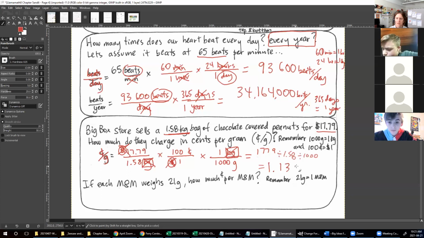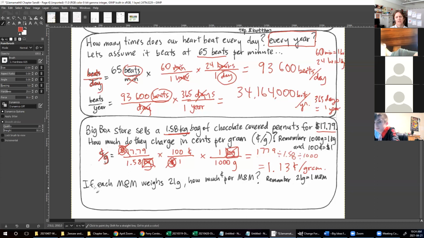1.13 cents per gram. Okay, this is about as hard as I'm going to get the questions for sure. And then I will definitely go over this one again. Let me keep moving on for a few minutes, and maybe there's another one that will make more sense because we're going to do a bunch of these ones.